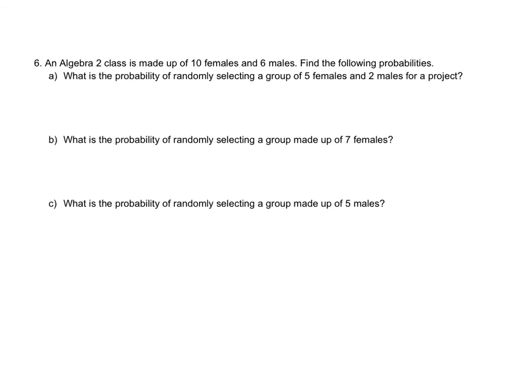Next we have that an Algebra 2 class is made up of 10 females and 6 males, and we want to find the following probabilities. So what is the probability of randomly selecting a group of 5 females and 2 males for a project? In our numerator, we have 10 females, and we're choosing 5 of them, and we have 6 males, and we're choosing 2. And then in our denominator, there's a total of 16 students, and we're choosing 7 of them for our project.